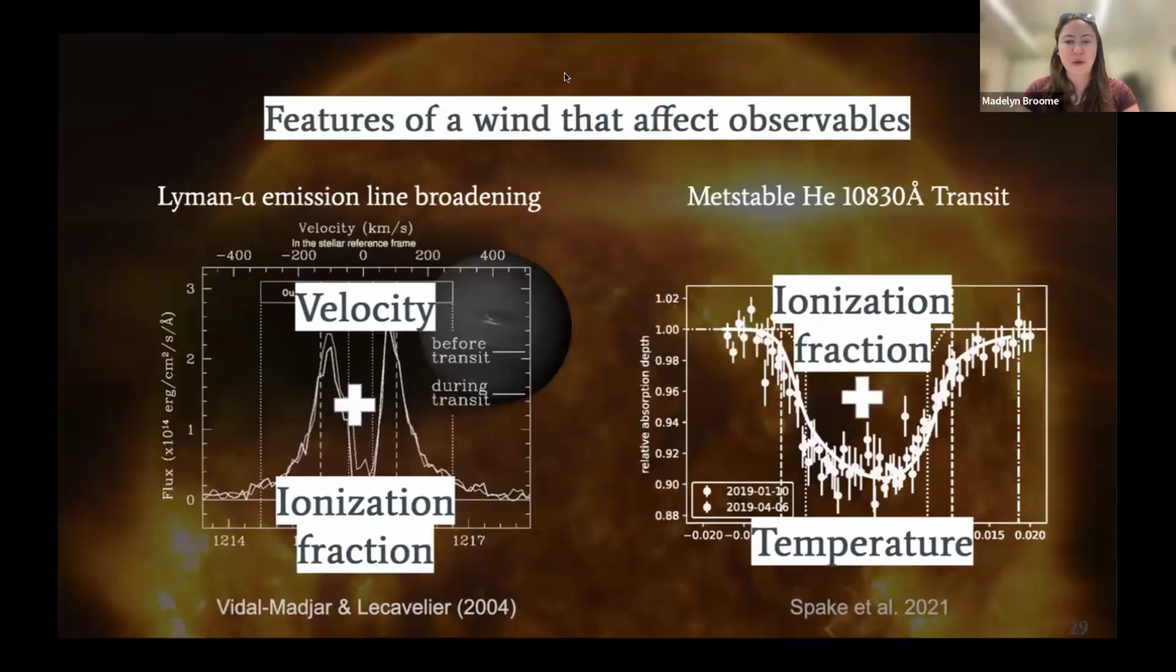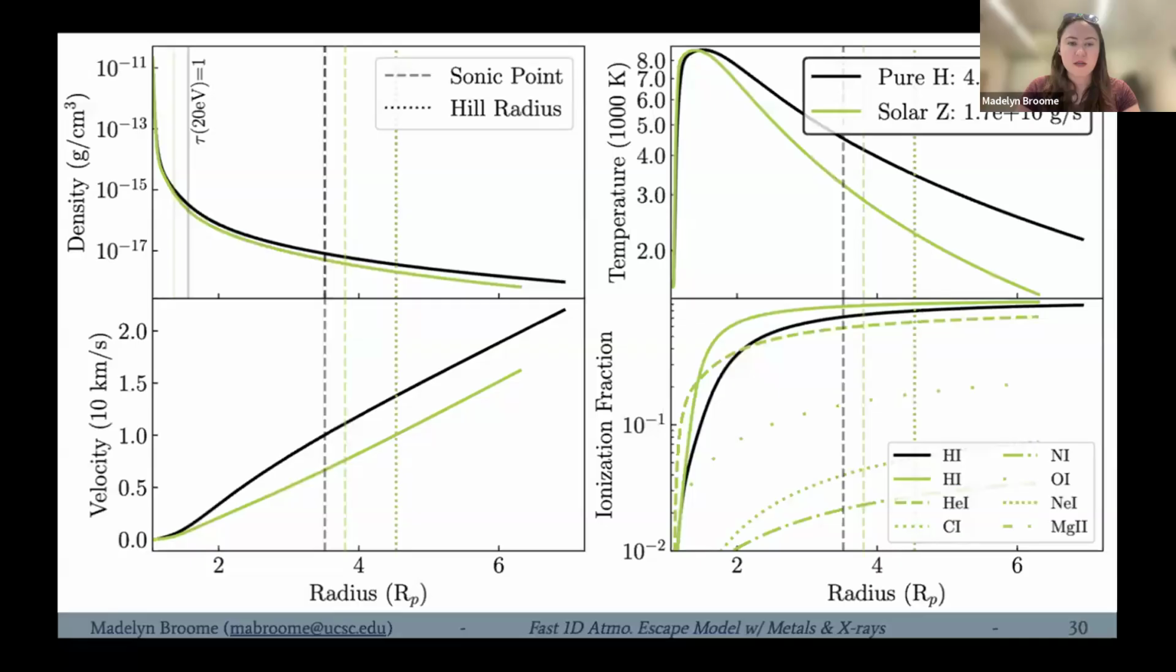And so before I show the next plot, I'll remind folks, when we care about predicting observables, we care about a couple of these values. For Lyman alpha, we care about the velocity and the ionization fraction. When we're looking at metastable helium transits, we care about the ionization fraction and the temperature. So these are profiles of density, velocity, temperature, and ionization fraction. And here we're plotting in black a pure hydrogen atmosphere. This is again for HD 209. And in green, a solar metallicity atmosphere with H, He, C, Ne, Mg, and Si. Oh wait, actually no Si.